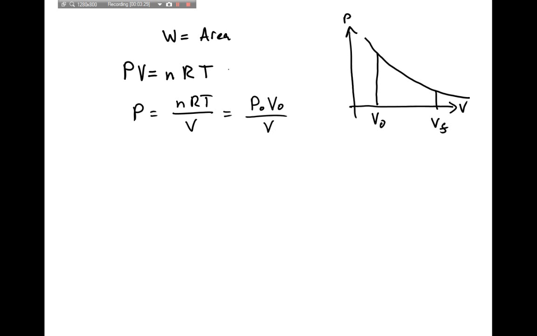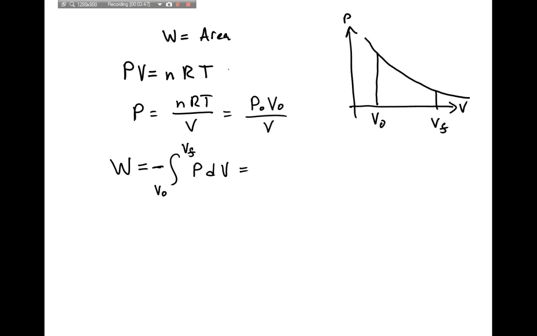So we said that the work is going to be equal to the integral going from initial volume to final volume. Actually, I need to be a little bit careful about this. It's actually going to be negative this, right? Because if the gas is expanding, I'm doing negative work. So I have to put this negative sign out front. And it's equal to the integral of pressure dV.